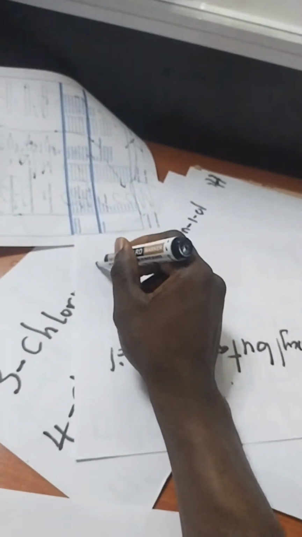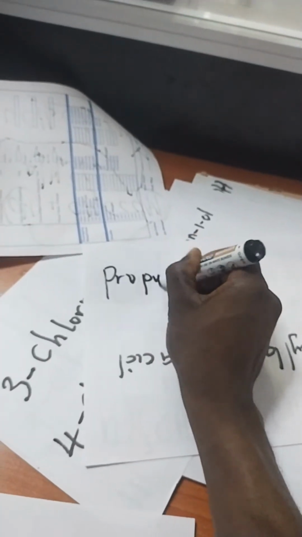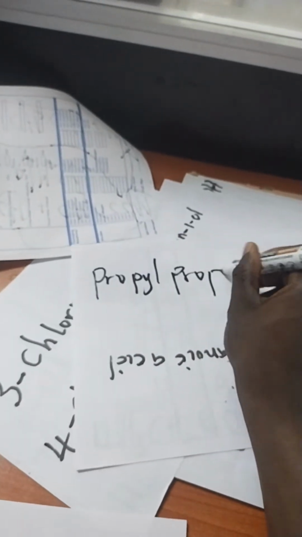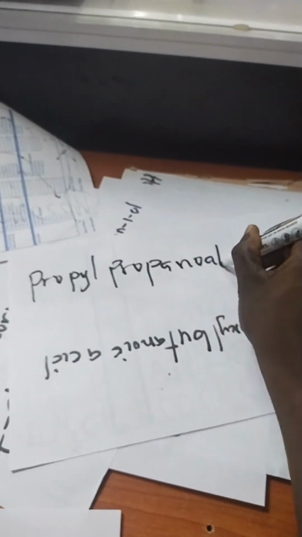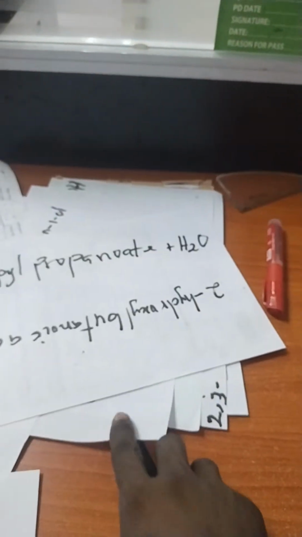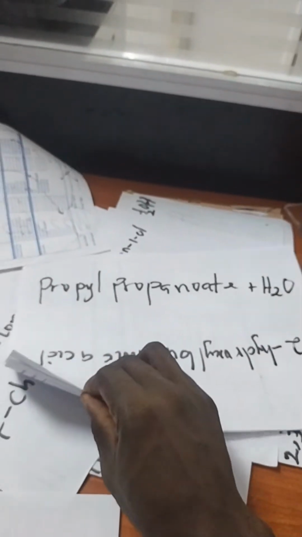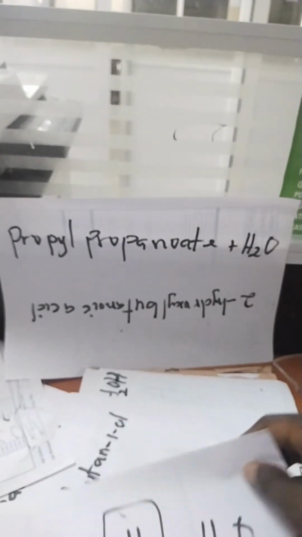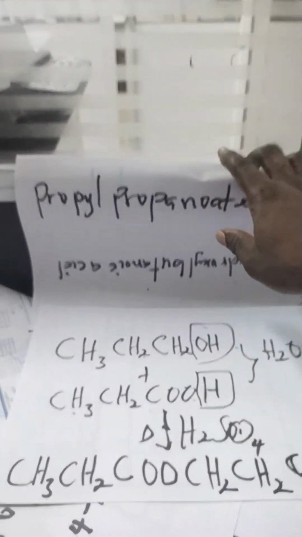You'll be having propyl propanoate plus water molecule. Now for WAEC students, or maybe students who are writing JAM, these people are always very funny, but never get confused. Anytime you notice this particular question, I want you to recall: this is the IUPAC name, propyl propanoate. Propyl propanoate, an ester, a sweet smelling substance, and it smells very nice.